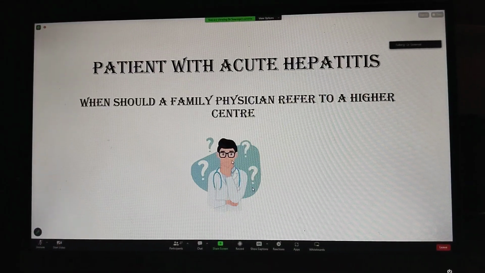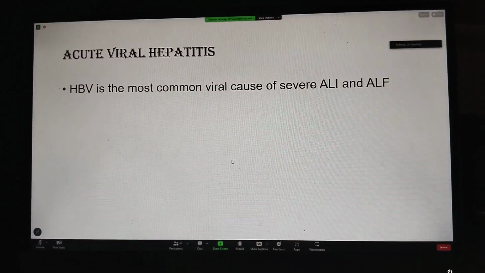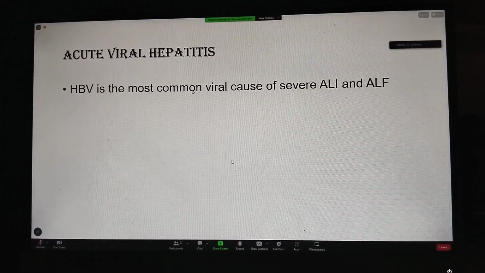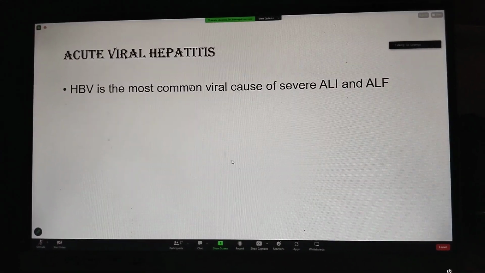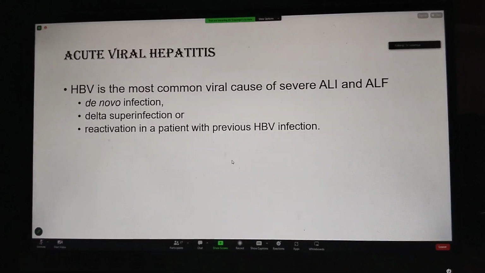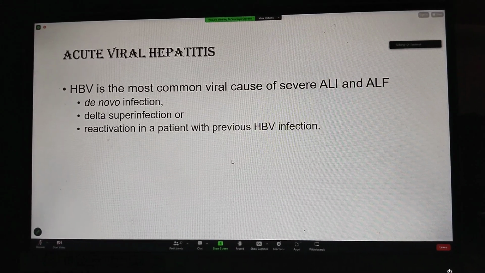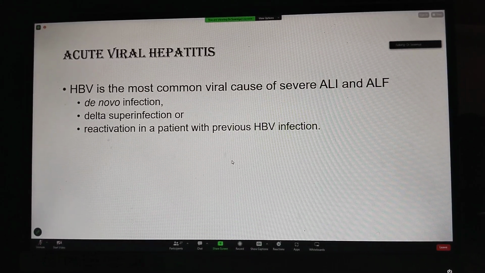So the last topic for today's discussion is when to refer a patient with acute hepatitis, and when a family physician should refer such a patient to a higher center. First, I'll be discussing acute viral hepatitis. Worldwide, hepatitis B virus is the most common viral cause of severe acute liver injury and ALF. And it can be a de novo infection, a delta superinfection, or a reactivation in a patient previously known to have Hep B infection.